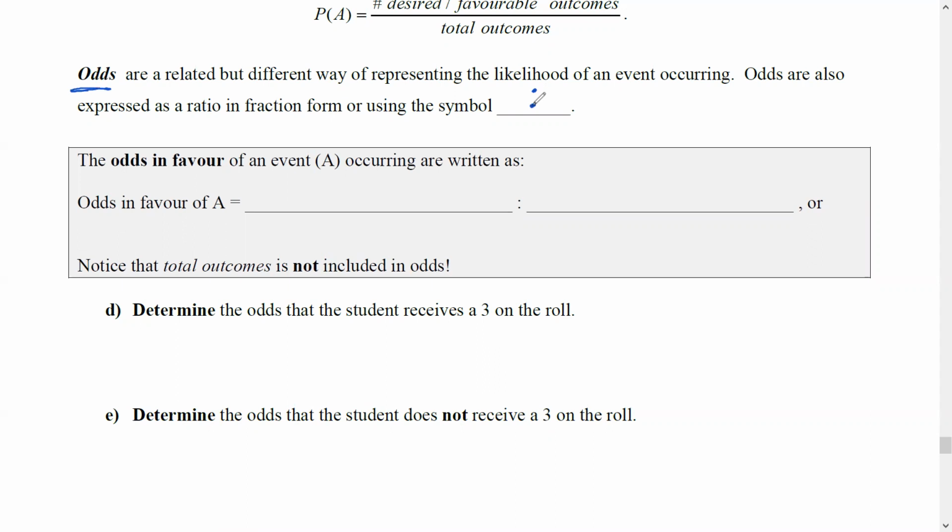So in odds, we're really going to express our odds as a ratio using the little colon symbol here. So odds in favor of an event occurring: it's the number of ways I get what I want. So it's the number that I want versus the number that I don't want. Or you could call this the number in favor to the number not in favor.